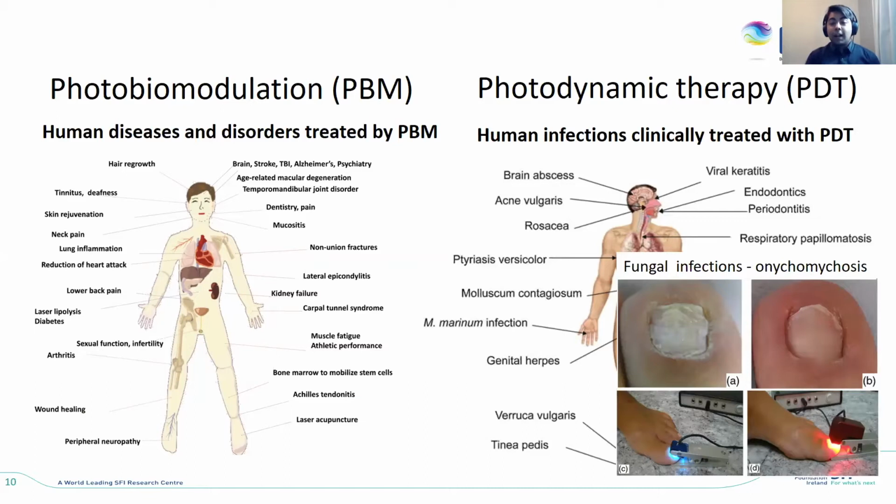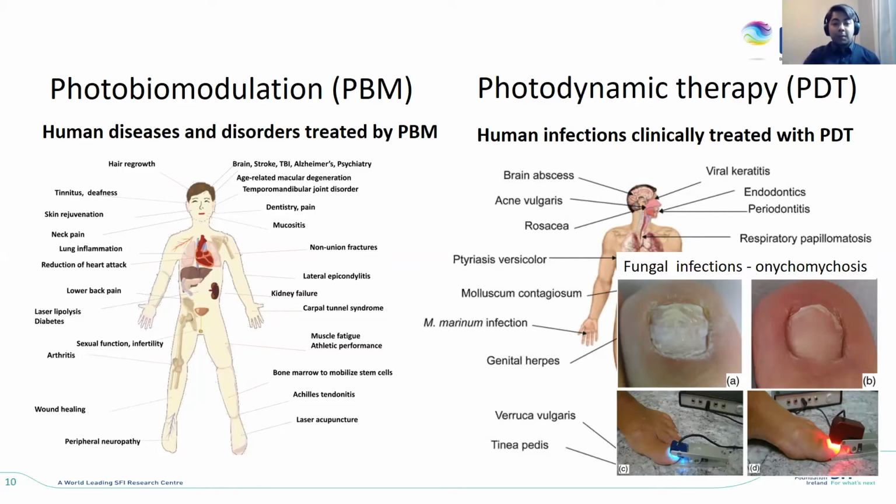If you see a nail that is infected with fungus on your left side, and then you see a healed nail on the right side, you see that the results are amazing. So photodynamic therapy is actually widely used, and it's very well known. It's one of the huge successes of biophotonics, and this is the reason why it has been so researched and also used worldwide.